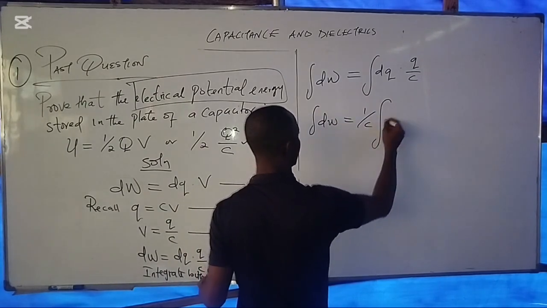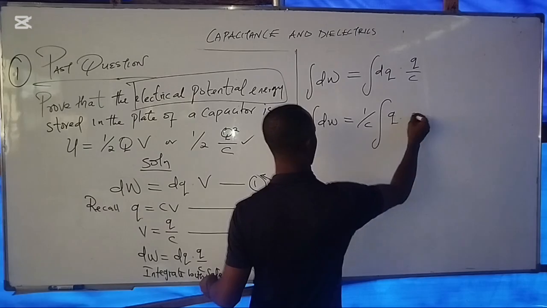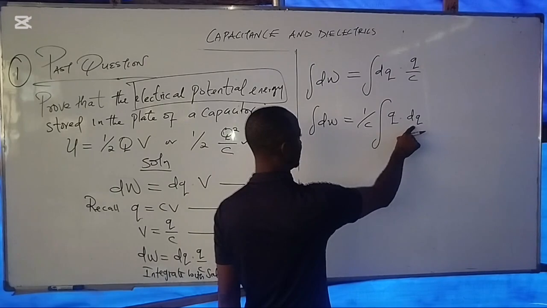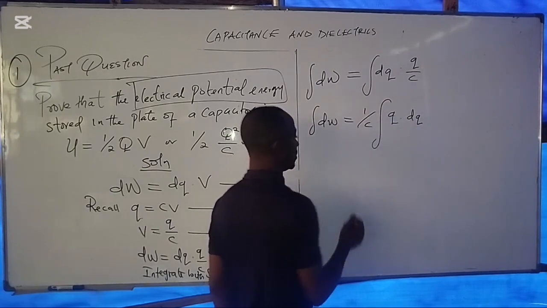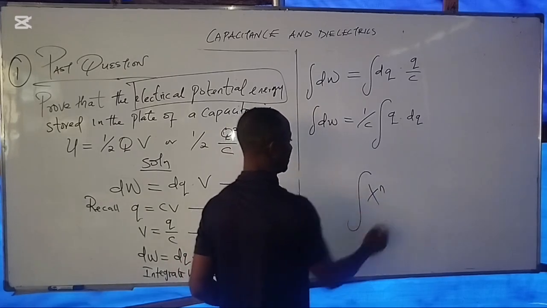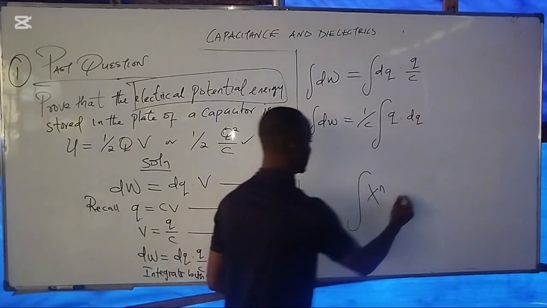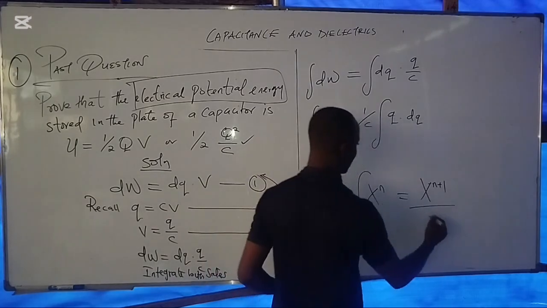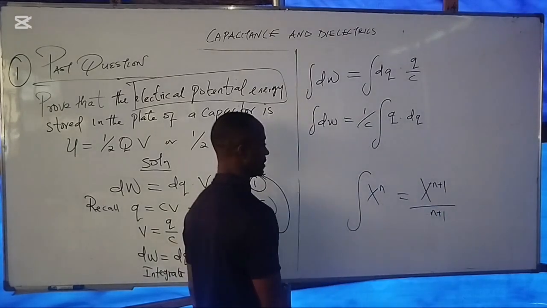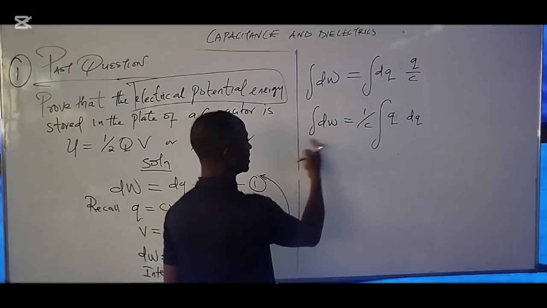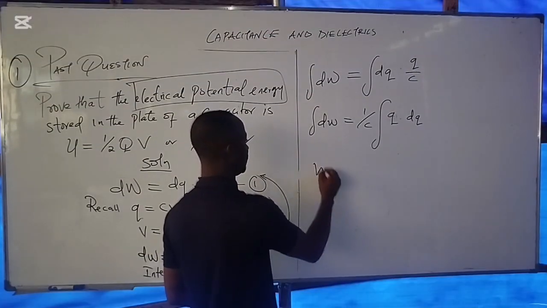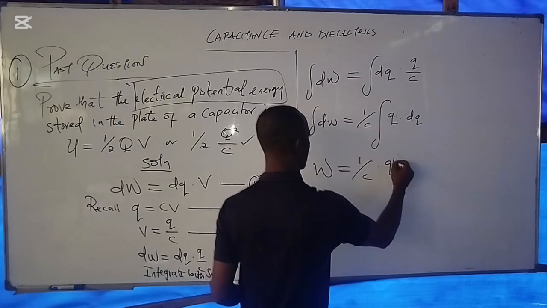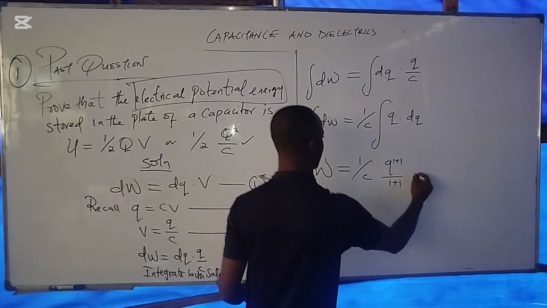The integral of Q dQ. The rule to integrate charge is with respect to dQ. Don't forget the principle of integration: if we have the integral of x raised to the power n, we add 1 to the power, then divide by the resulting power, n plus 1. So the work done is equal to 1 over C multiplied by Q to the power 1 plus 1 over 1 plus 1, plus a constant C.